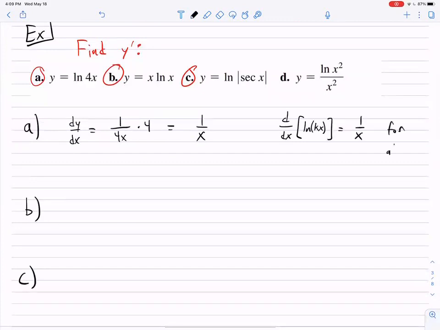And this is for all k greater than 0. So for any constant greater than 0, it turns out that you get the same kind of cancellation. It's still just 1 over x. Kind of interesting.